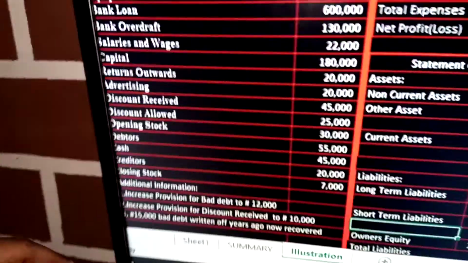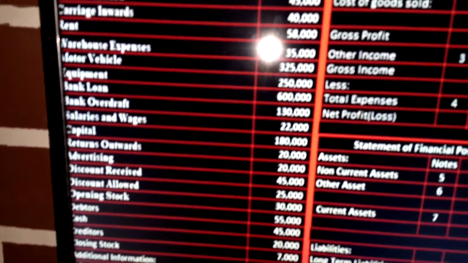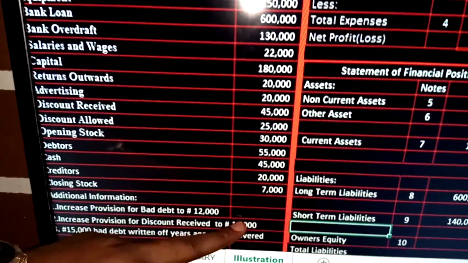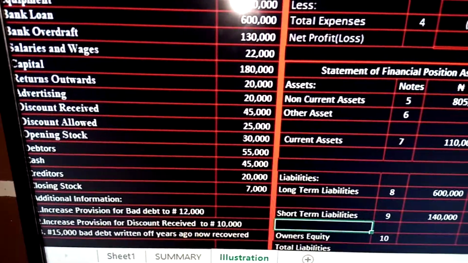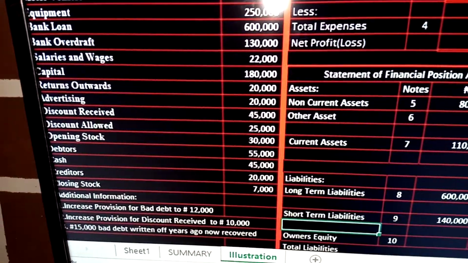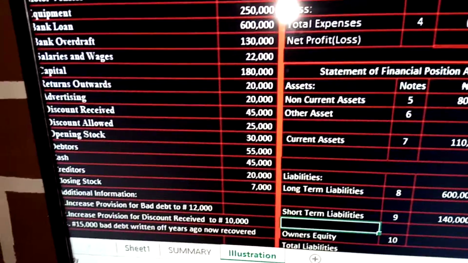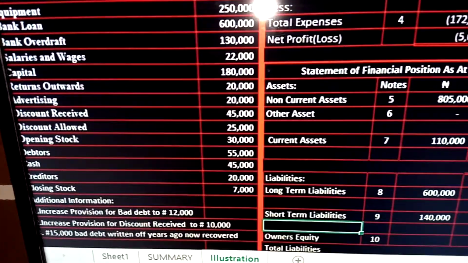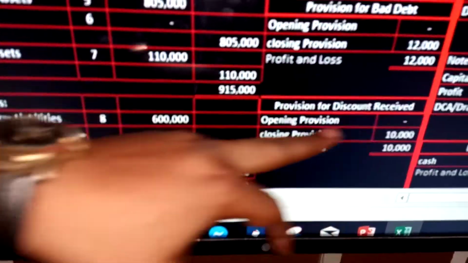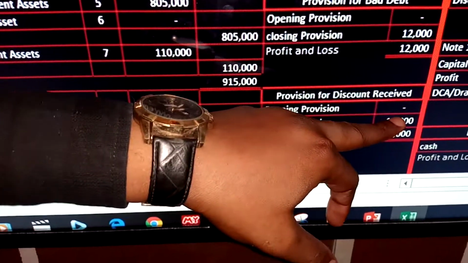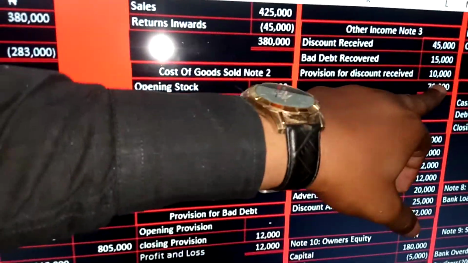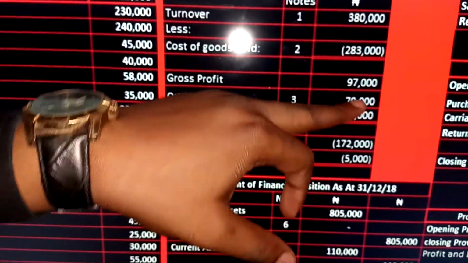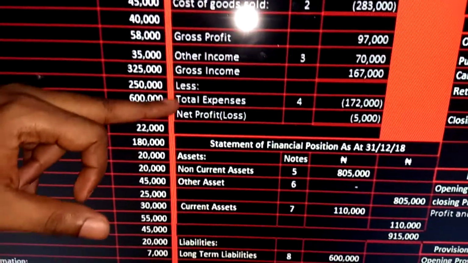Now there's another note. It says increase provision for discount received to 10,000. I told you in the class, increase or decrease is a function of opening provision and closing provision. The examiner is very magnanimous. Instead of trying to disturb how you think, he's telling you straightforward: increase provision for discount received to 10,000. So what is the opening provision? There was no opening provision in the question, so opening provision is 0. Closing provision is 10,000. So provision for discount received has increased from 0 to 10,000. The difference of 10,000 will be taken to profit and loss as other income. If you add everything, you have 70,000. So 70,000 plus 97,000 gives you 167,000. That's your gross income. The next one, your total expense, is 172.